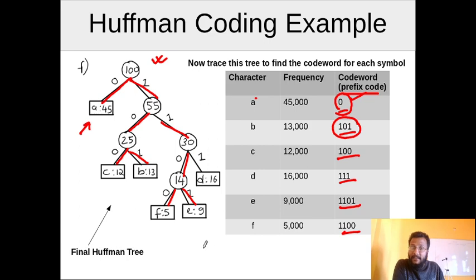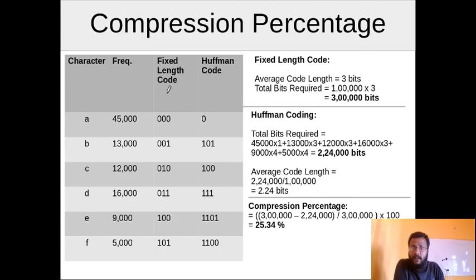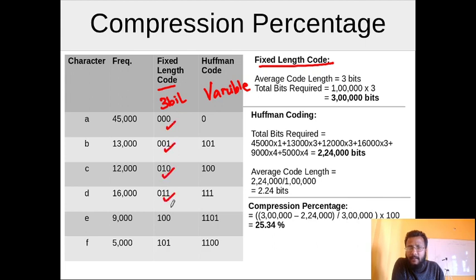Okay. Now let's see how much compression we have done. Let's do some analysis. In a fixed length code, we gave 3 bits for each character, but in Huffman coding we have got a variable bit length. If you talk about the fixed length code, the average code length is 3. All of them are 3 bits long. Total bits required: there are 1 lakh characters, so 1 lakh into 3 is 3 lakh bits. This we have already done.